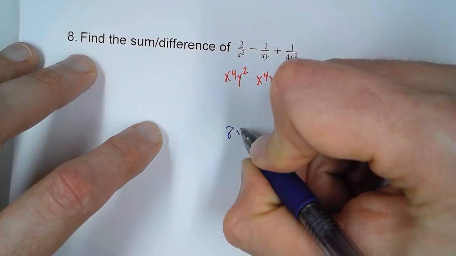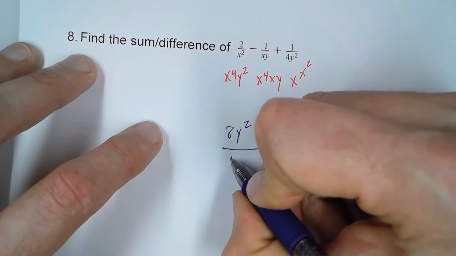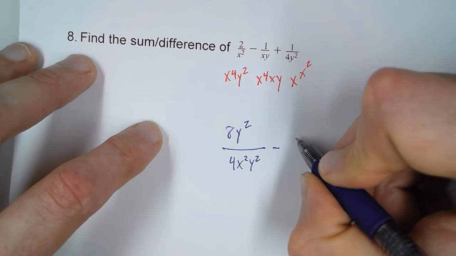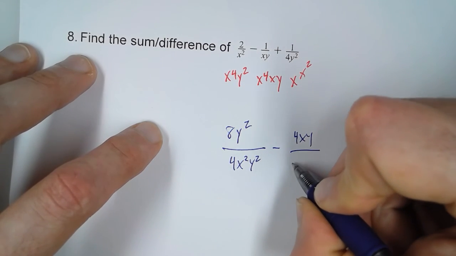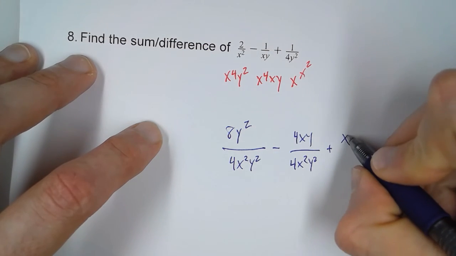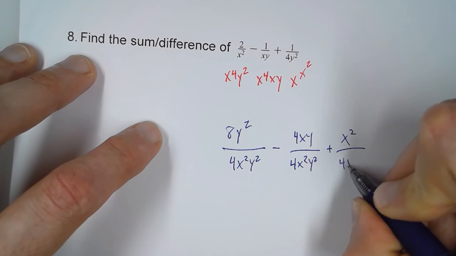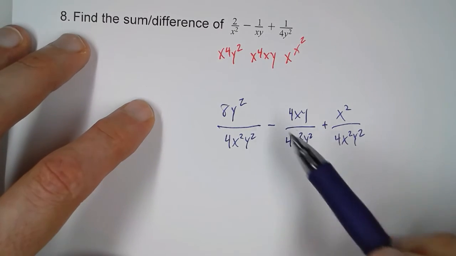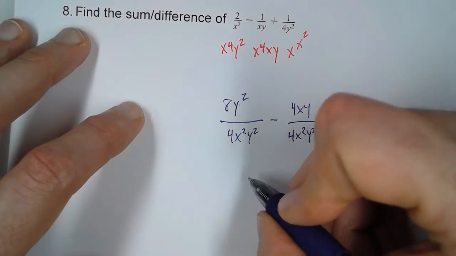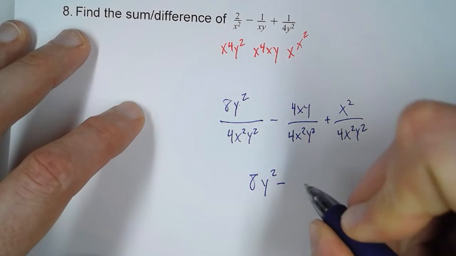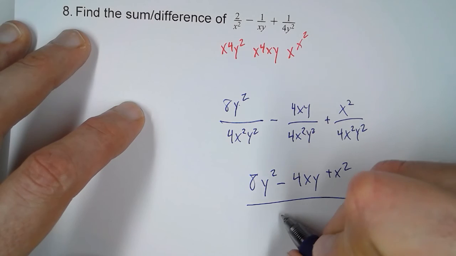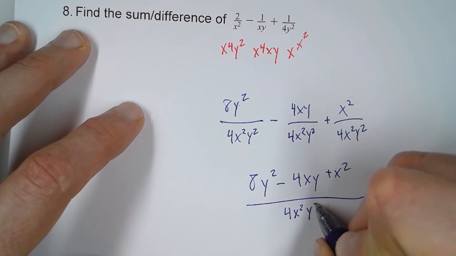So 4 times 2 is 8y squared, all over 4x squared y squared. Here we have 4xy over 4x squared y squared. Here I have x squared over 4x squared y squared. Now none of these are like terms because they all have different quantities of variables. So our fraction will simply be 8y squared minus 4xy plus x squared all over 4x squared y squared.